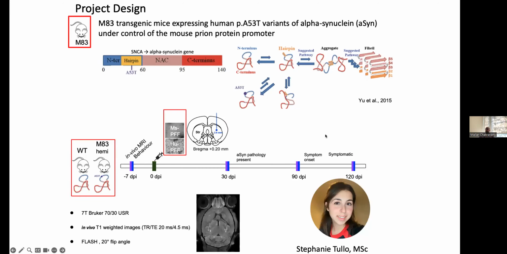This is work that was pioneered, like I said, by Stephanie Tullo, and she's been doing this in wild-type mice and M83 hemizygous mice in our lab, where she injects preformed fibrils of human and sometimes mouse alpha-synuclein into the brain and looks across time at how pathology may be present at 30 days after injection and 90 days after injection. And typically you see symptom onset around 90 to 120 days.